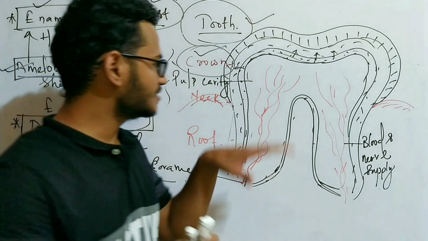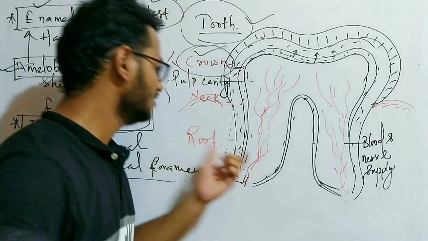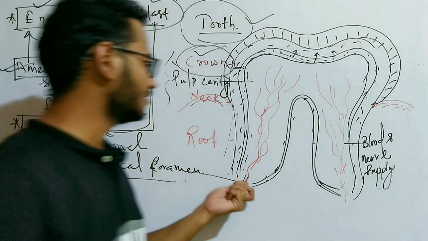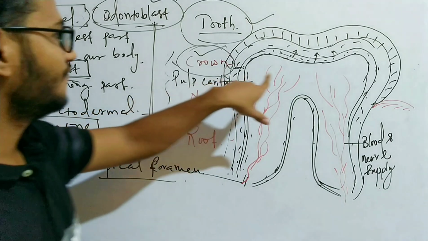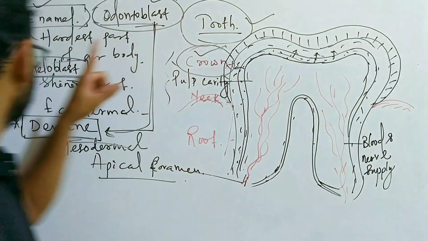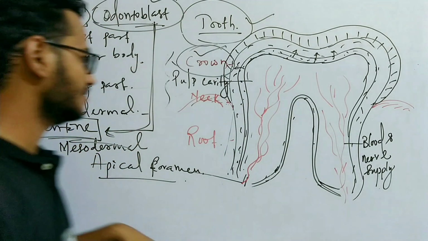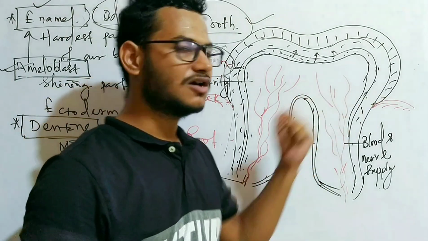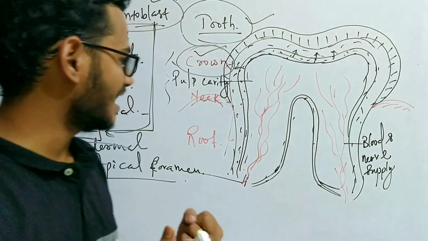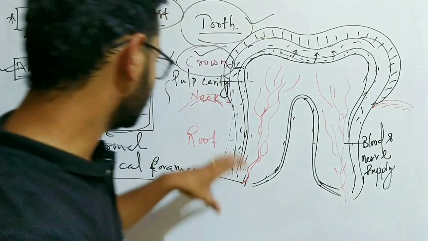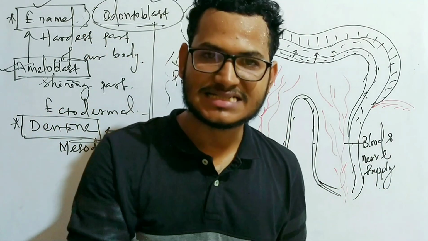Clear? So this is the basic structure of our tooth, divided into three different parts: crown, neck and root. It has an apical foramen through which the blood and nerve supply enters into the pulp cavity of the tooth. The ameloblast cells help in enamel formation, odontoblasts help in dentine formation. Clear? The gum makes a fixed attachment of the tooth to the theca or the bony cavity to which the tooth is attached.